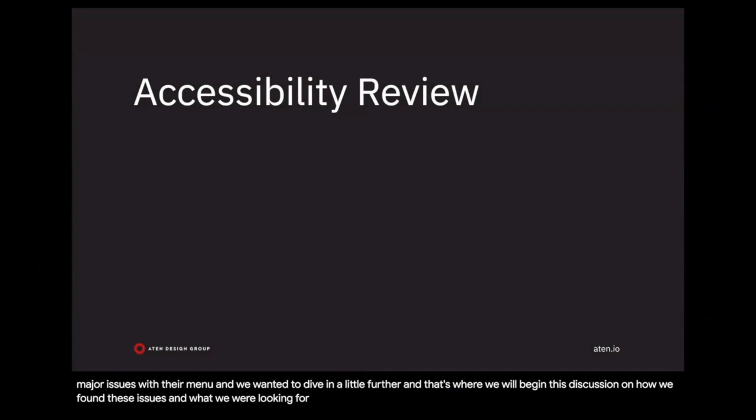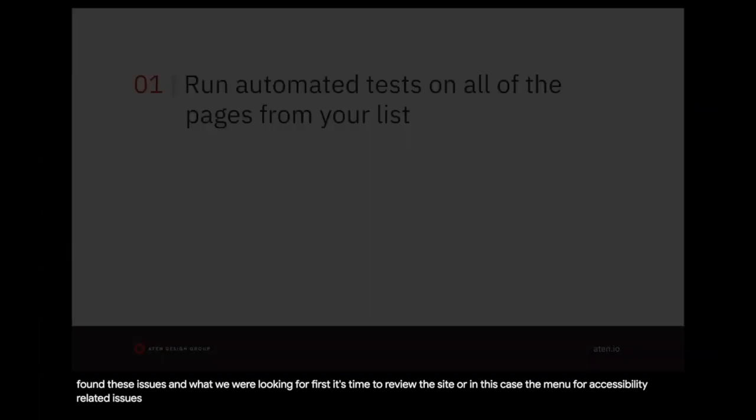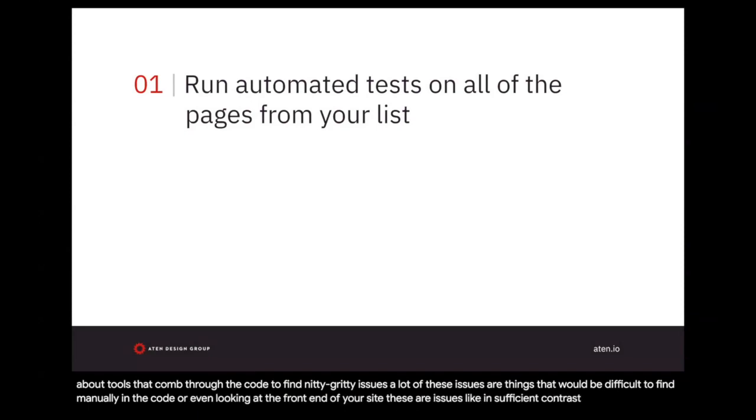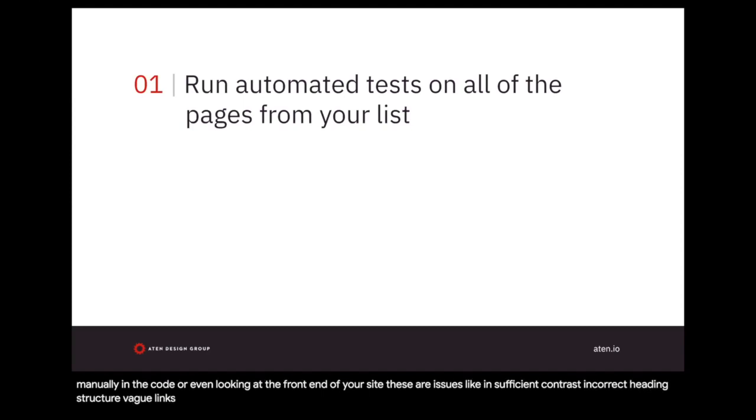So first things first, it's time to review the site, or in this case, the menu, for accessibility related issues. The first test you should be performing is with automated testing. Now, when I talk about automated testing, I talk about tools that comb through the code to find nitty-gritty issues. A lot of these issues are things that would be difficult to find manually in the code or even looking at the front end of your site. These are issues like insufficient contrast, incorrect heading structure, vague links, and missing form labels, and so on. These are things you would only really find if you do look at the code itself. And these issues tend to be semantic markup, which in turn enhance screen reader navigation when you fix them.